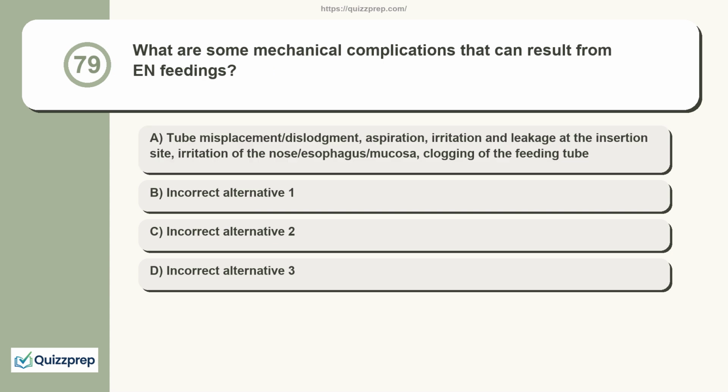Question 79. What are some mechanical complications that can result from enteral feedings? Tube misplacement or dislodgement, aspiration, irritation and leakage at the insertion site, irritation of the nose, esophagus, and mucosa, clogging of the feeding tube.